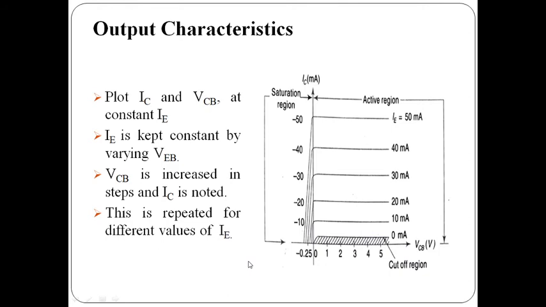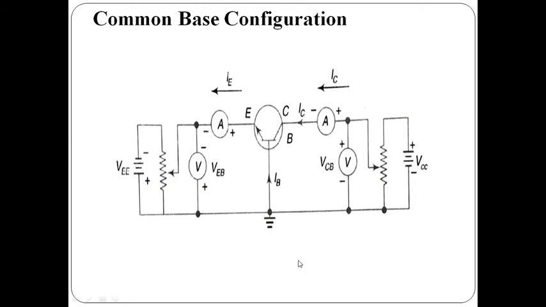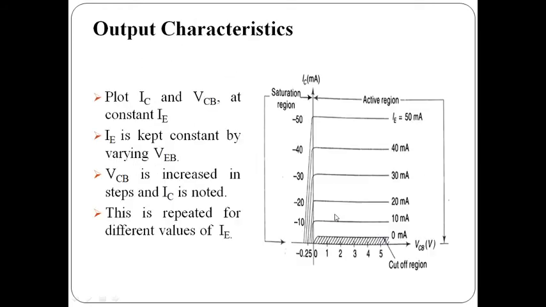Now we will see the operation of the output characteristic of a common base configuration. The output characteristic is plotted by keeping your input IE constant and varying your output source, noting VCB versus your IC current. For different values of your emitter current, VCB versus IC is plotted. In the figure for the output characteristic, the x-axis is your VCB in volts and the y-axis is your IC in milliamps. By varying different values of IE, we note down VCB versus your IC current.